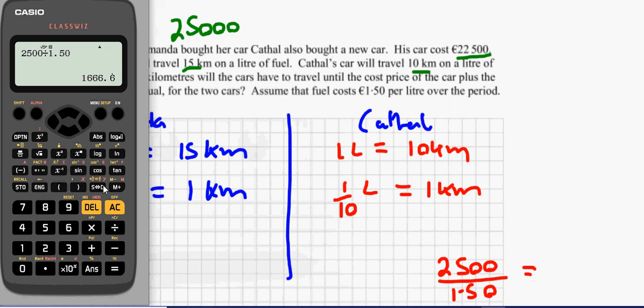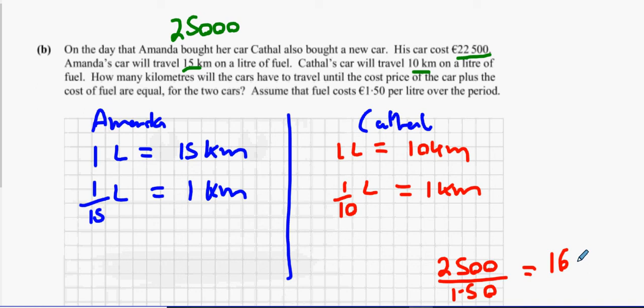Awkward number, but it's 166.67 liters. Not the nicest number I've ever seen. That's how many liters of petrol Cottle can afford to buy extra compared to Amanda because his car was cheaper. Is that right? Now, next thing.